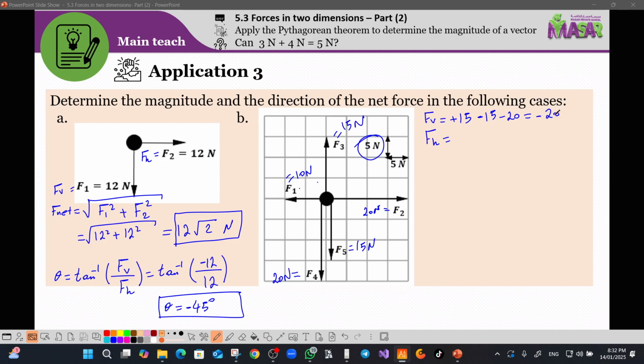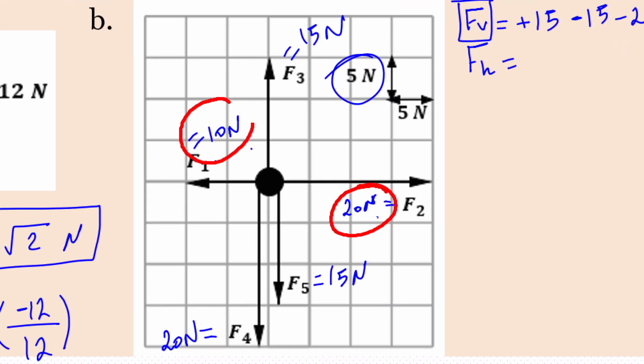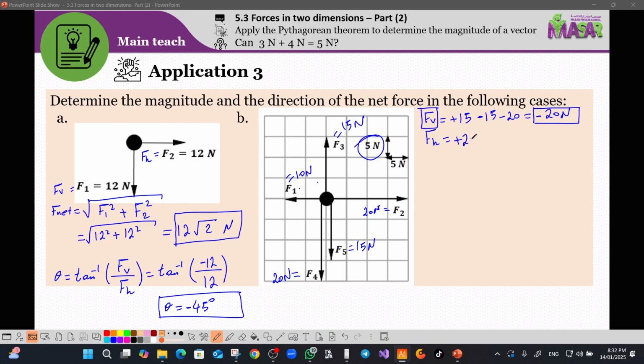Therefore, the answer is minus 20 Newton. This represents the FV. Now, what about the FH? It is the summation of all forces along the horizontal axis. So we have 2 forces. The first force is to the right, the second force is to the left. So plus 20 minus 10, and the answer is plus 10 Newton.